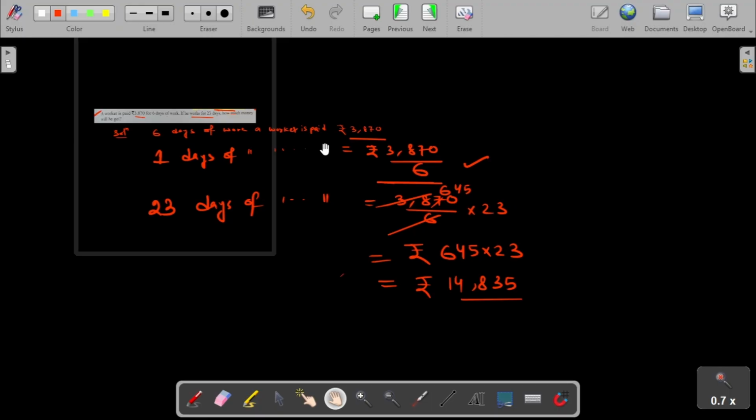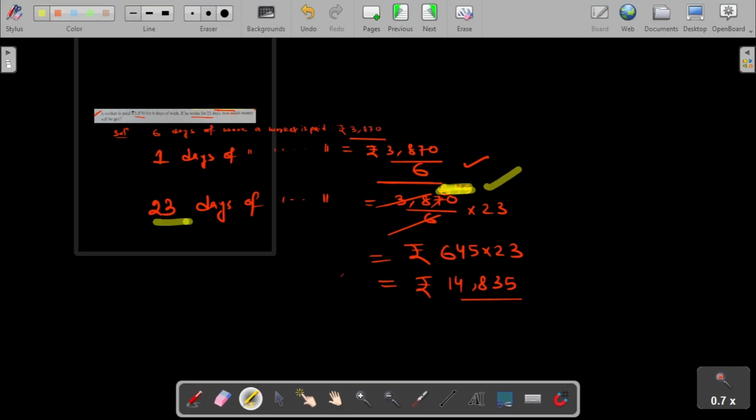So first, what was given here? For 6 days of work, he is paid 3,870 rupees. So what did we find first? One day's pay of the worker is 3,870 divided by 6. After calculation we get 645. So for 1 day of work he is paid 645.